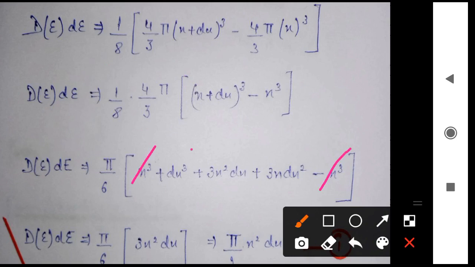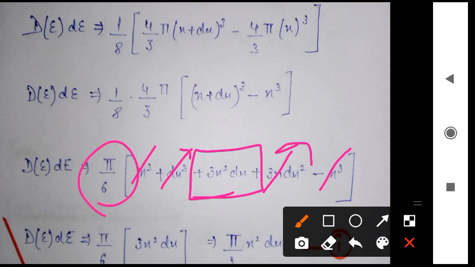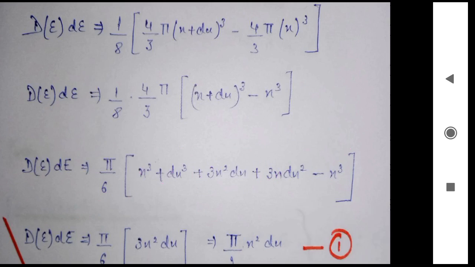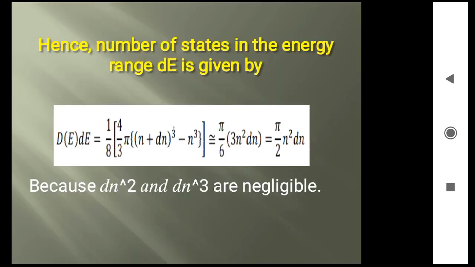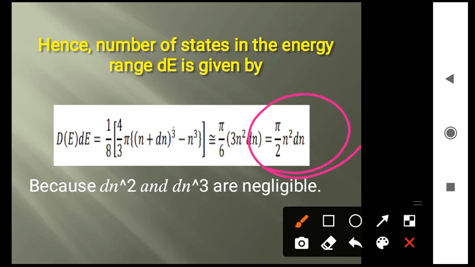dn cube is very small, that's why we neglect this, and dn square also we neglect. What will we be left with? 3n square dn and pi/6. Cancel out. So what we get is pi by 2 into n square dn. This is the same as we see here, pi by 2 n square dn. This is our density of state, or you can say the number of states in the energy range dE.